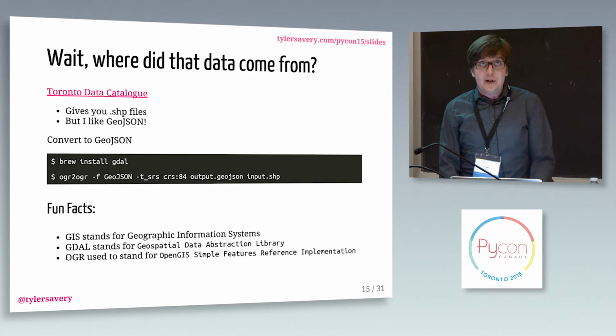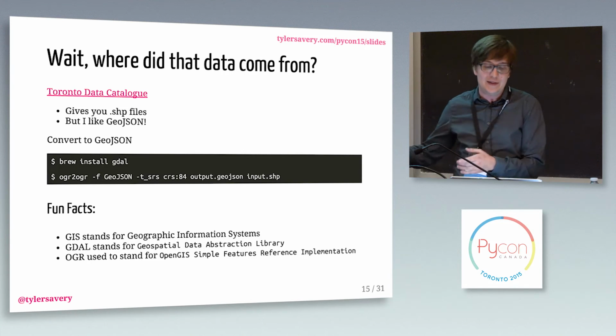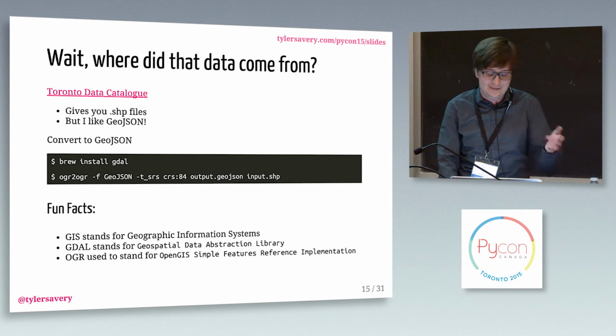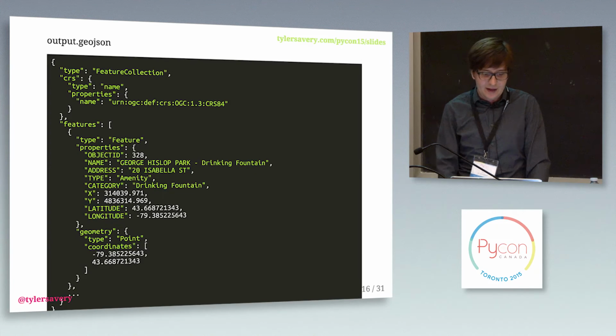GIS stands for Geographic Information Systems. GDAL stands for Geospatial Data Abstraction Library. And OGR used to stand for OpenGIS Simple Feature Reference Implementation. Then they made a bunch of changes that didn't follow the exact standards or something like that, and now it just stands for OpenGIS something something. It's weird, but that's what it used to stand for, and that's where the command ogr2ogr comes from. And this is what a GeoJSON file looks like.